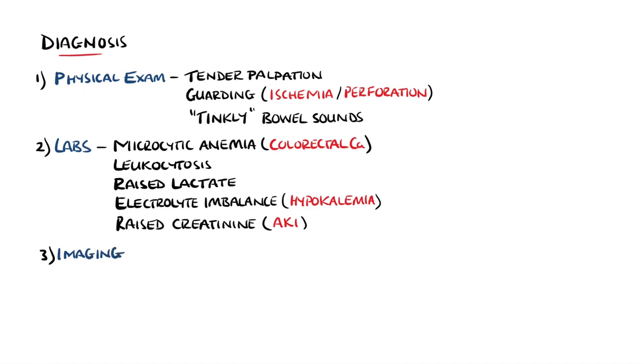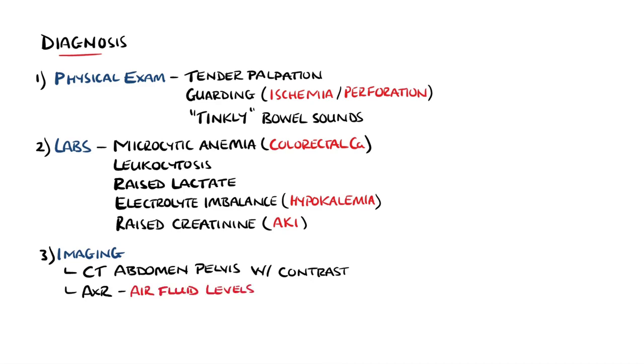The preferred imaging modality is a CT scan of the abdomen and pelvis with contrast, especially as it can help in preoperative planning. Another imaging modality is an abdominal X-ray, where you may see dilated gas-filled loops or air fluid levels, which can indicate obstruction.